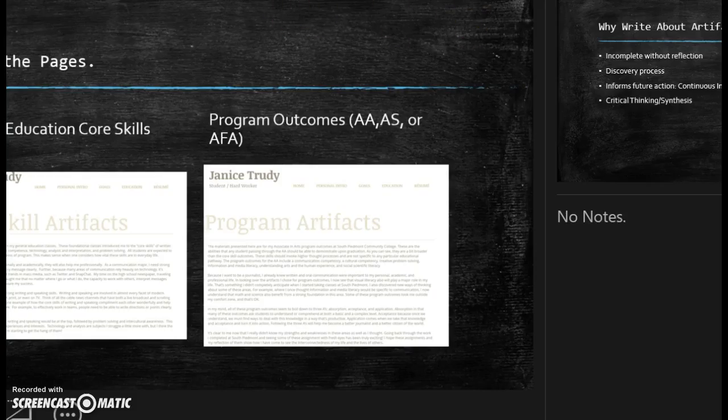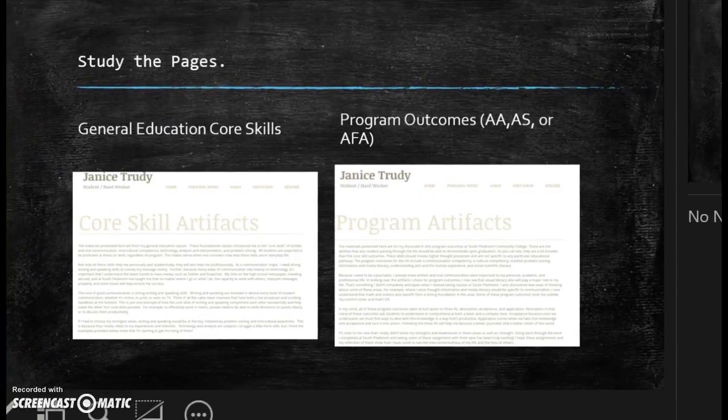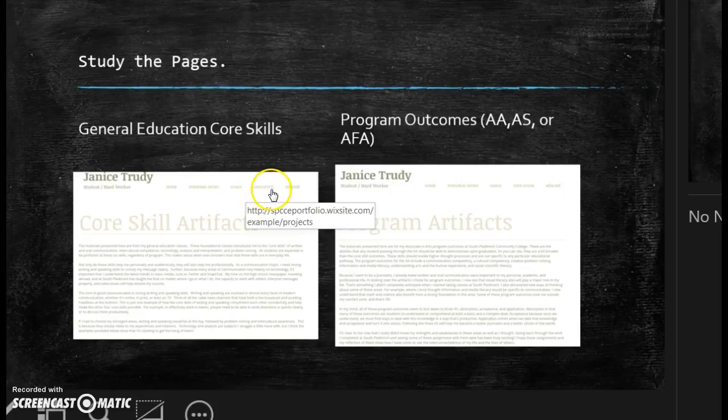Okay, so we just learned what the setup is. So anyway, if you study the General Education Core Skills page, and if you look at how it is set up, it's going to tell you the organization exactly. So the Gen Ed page and the Program Outcome page are set up the very same way.